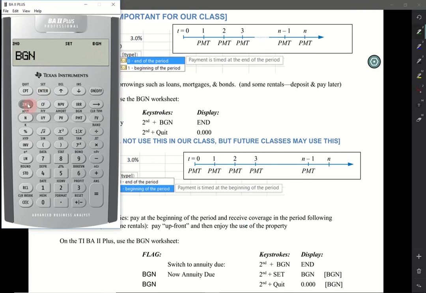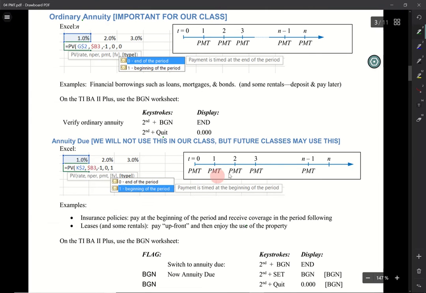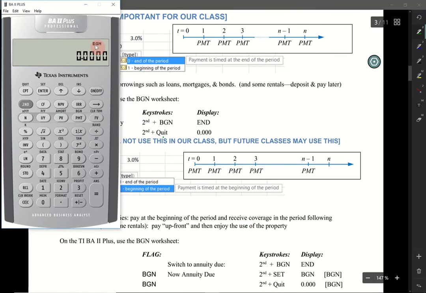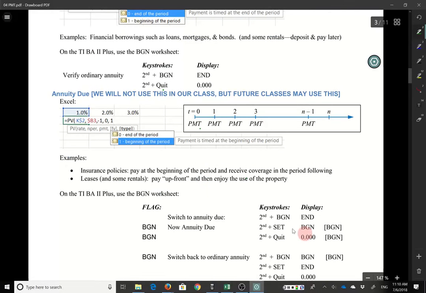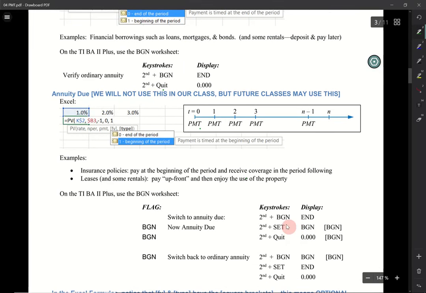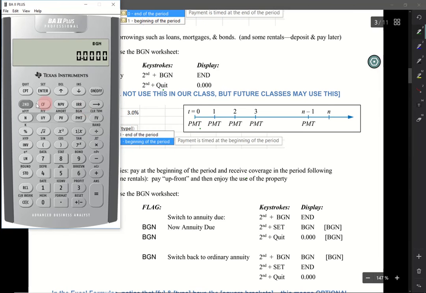And so when we go second quit and go back, you can see that the calculator tells you that now all annuities are going to be annuity due, where the annuity payment is considered to be at the beginning of the period, BGN. So you can't miss that; it lets you know. And now, of course, if you want to go back, you just go to that same toggle switch and do set and toggle it back.